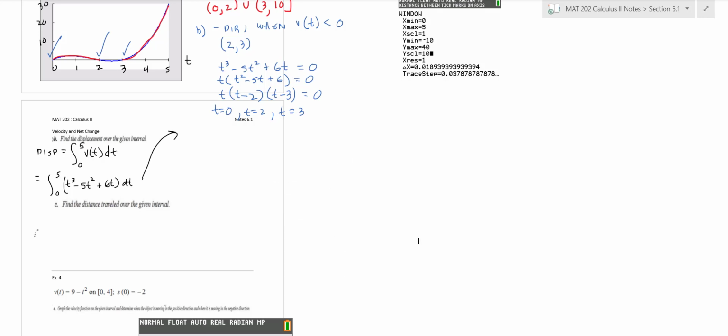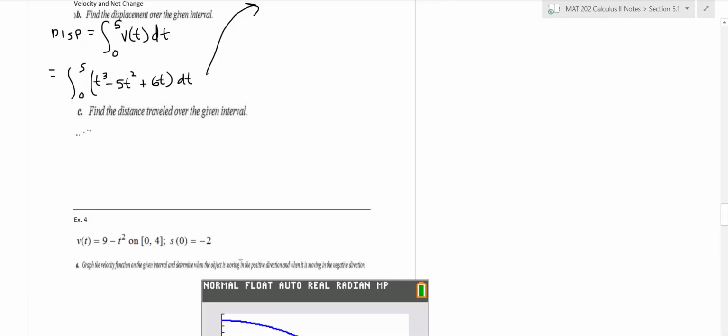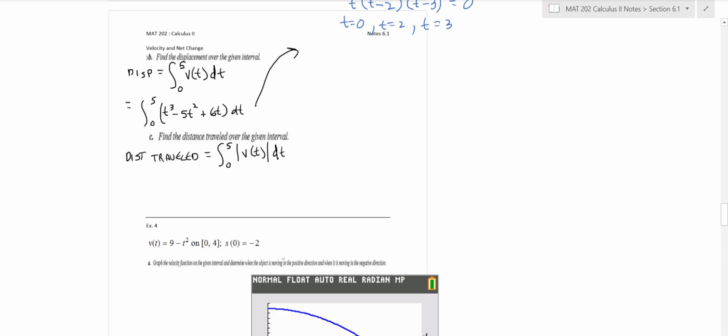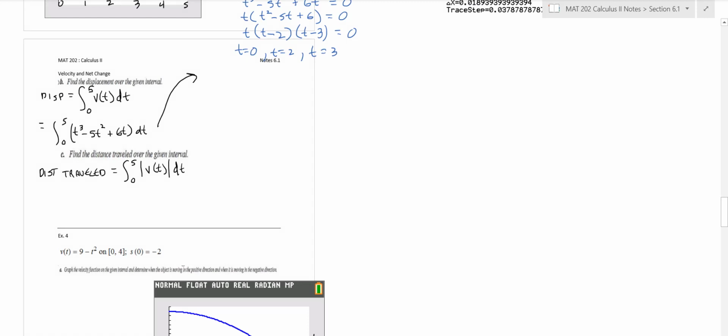Okay, so the next part of this is find the distance traveled. So what's the difference? The distance traveled, what you're going to end up doing is you're going to do the integral from 0 to 5 of the absolute value of v of t dt. Okay, so we need to kind of go back and look at the graph. There's several ways you can do this, and I'm going to do this numerically.